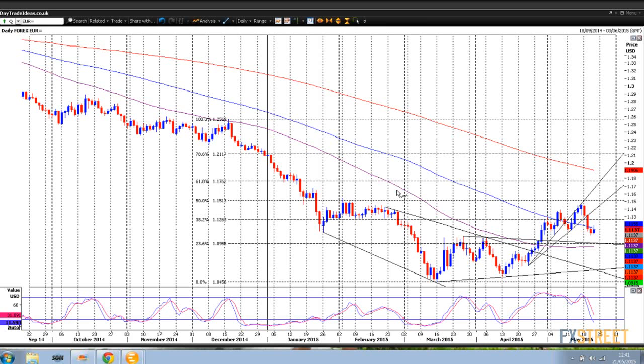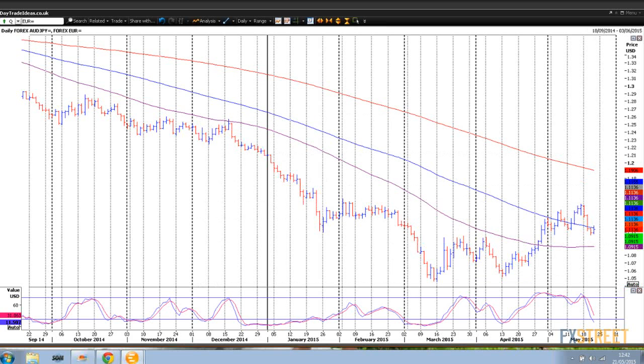Okay, so Aussie dollar versus the yen. Oh, why is it not loaded? Sorry.